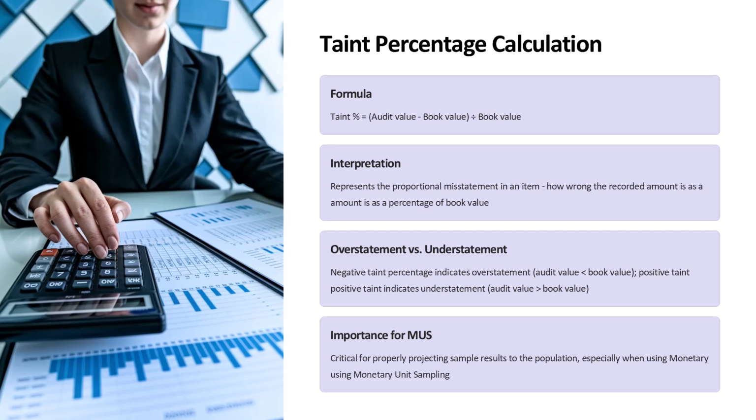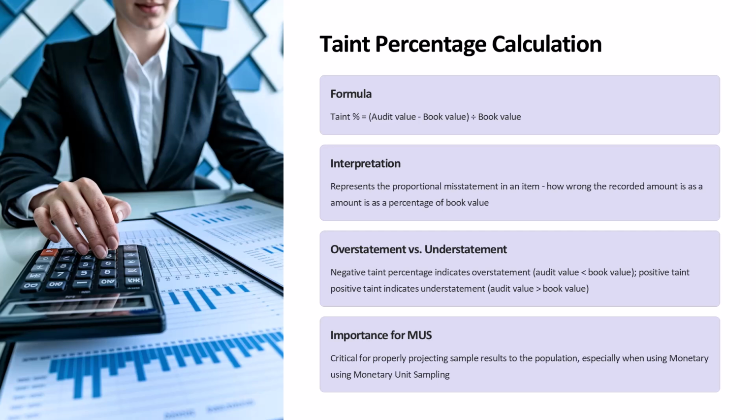A positive taint percentage indicates an understatement. The audit value is higher than the book value, while a negative taint percentage indicates an overstatement. The audit value is lower than the book value. The magnitude of the taint percentage tells you how severe the misstatement is relative to the item's size. For MUS, taint percentages are particularly important because they allow us to project errors in proportion to the item's size.